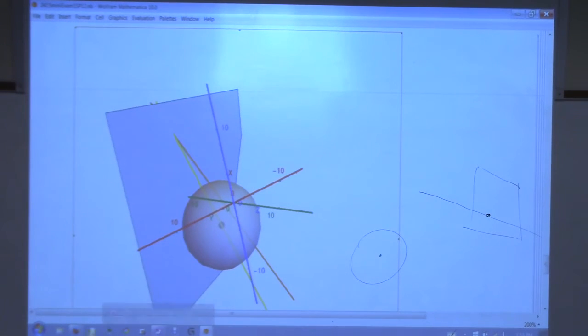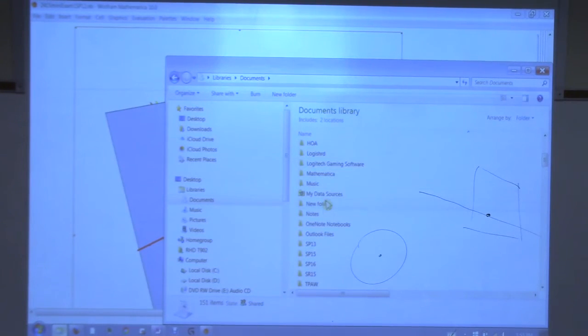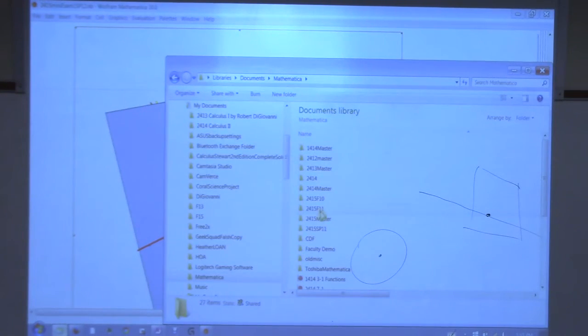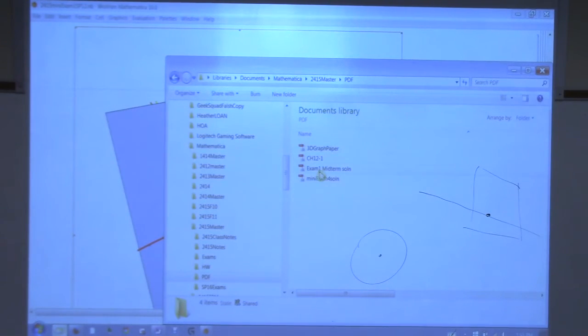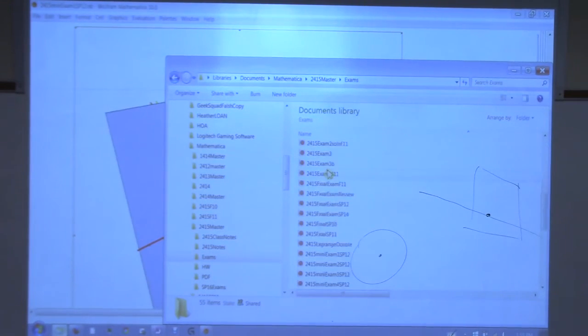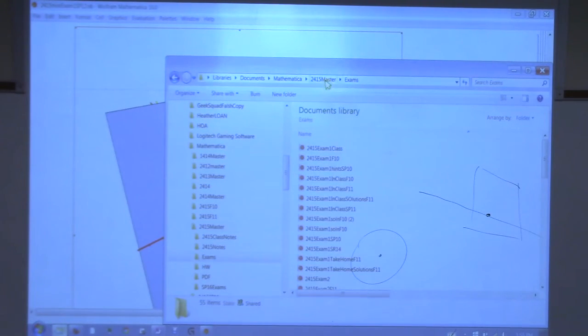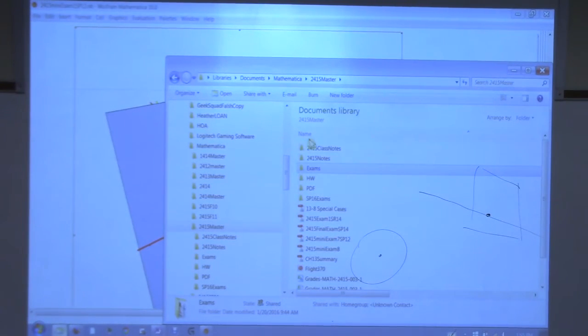The other thing I wanted to show you... It goes from 5 to 5. Oh, that's supposed to be 6. Where is it?